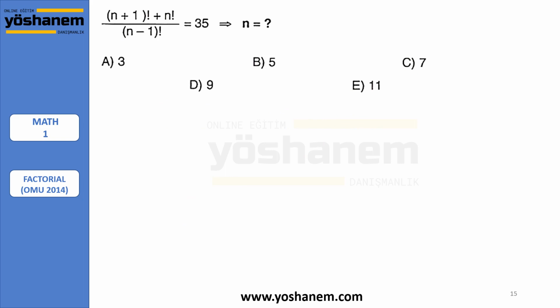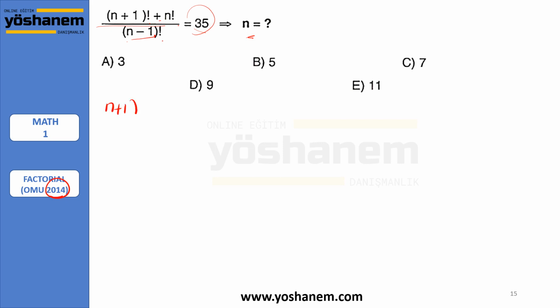This question is from 2014 and it's an algebraic equation. N plus 1 factorial plus n factorial over n minus 1 factorial equals 35. And what is n? Again, look at these numbers, n plus 1, n, and n minus 1. Which one is the smallest? If you say n minus 1, yes, you are right.